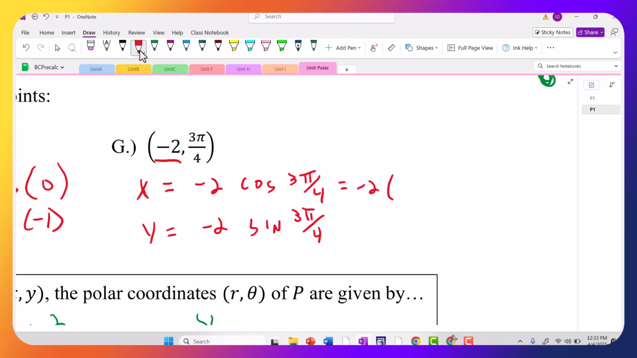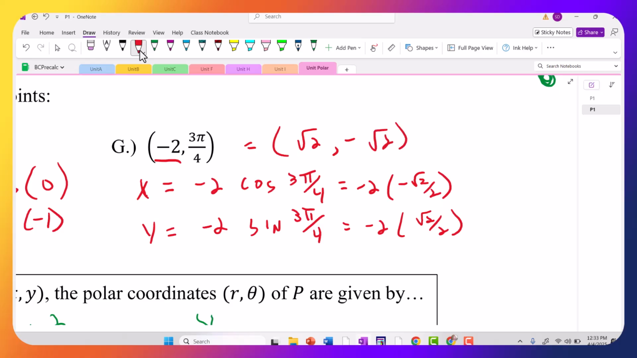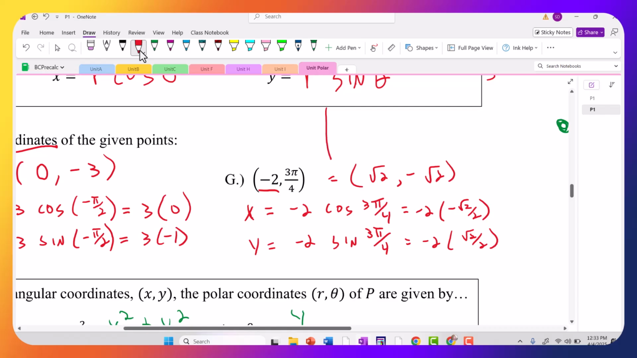Negative 2 times cosine in quadrant 2, which is negative, negative root 2 over 2. Sine of 3 pi over 4 is positive root 2 over 2. And then look at when I multiply these together. I get root 2 comma negative root 2 over 2. Which quadrant is that in? 4. So root 2 right, root 2 down.